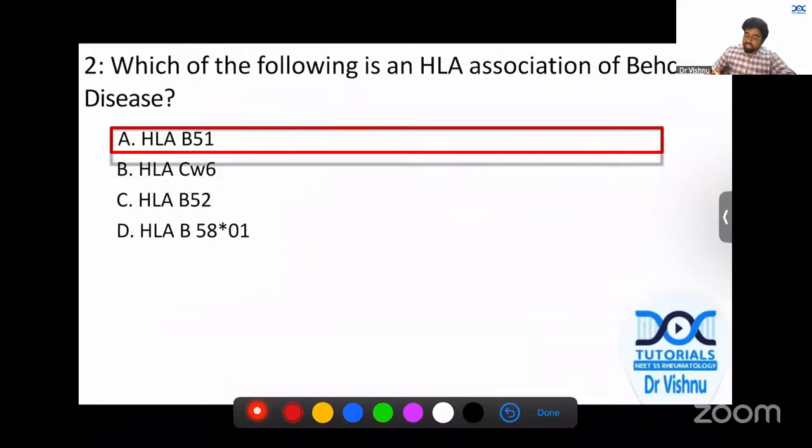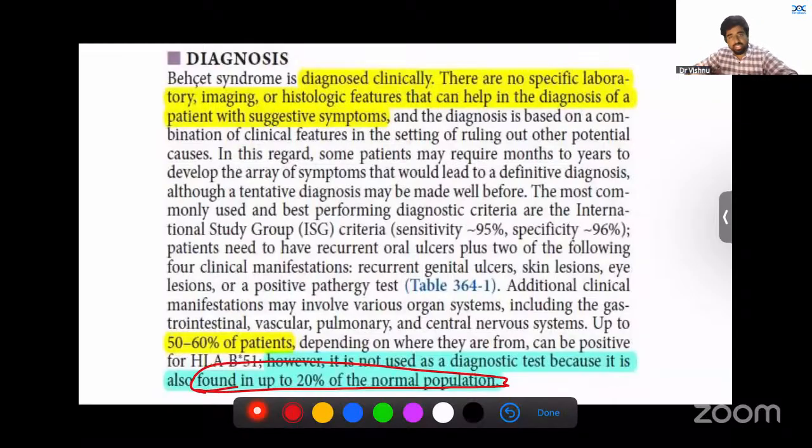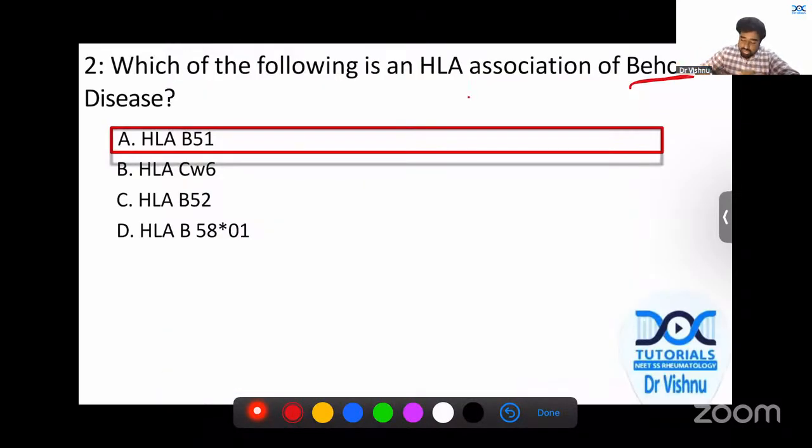Then again, a very, very simple question. This was, I think, the simplest question in the paper: which HLA is associated with Behçet's. So HLA-B51 is obviously the answer. It's actually not a very diagnostic test also. It's found in 20% of normal population also, in the North American studies. So they just asked association. If it was diagnostic or something, maybe there might be confusion, but there's no confusion here.